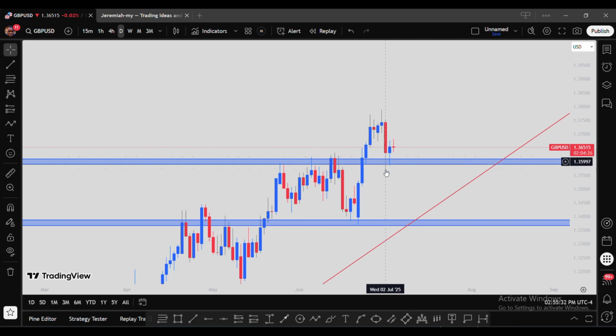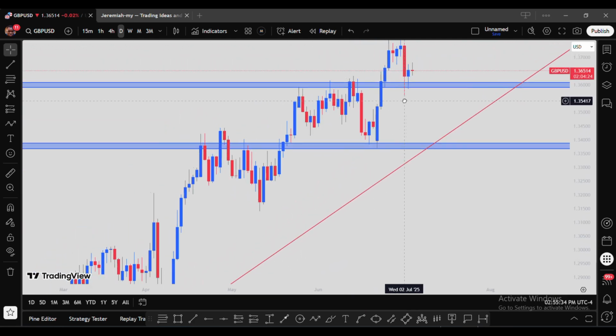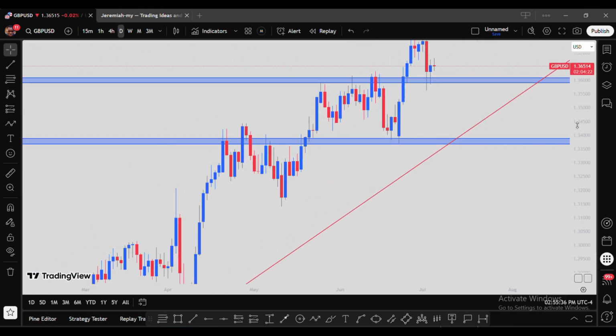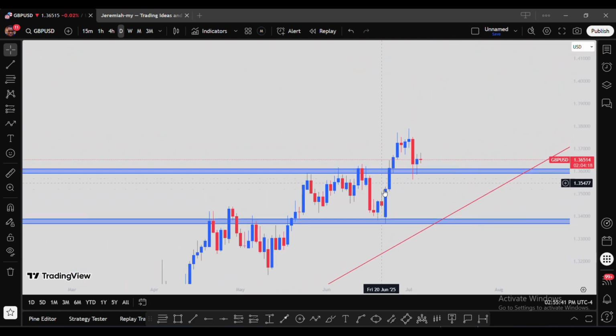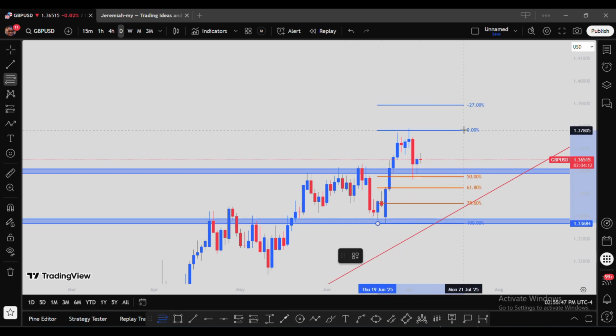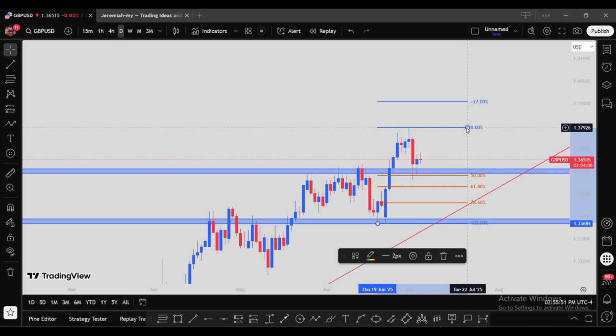So price might continue dropping, and if that happens, then I'll be waiting for a break of a counter trend line for me to go into a sell trade. The way I'm looking at it is that we have a break and retest of this level, and if I draw a Fibonacci, it's aligned perfectly with the 50 Fibonacci level. Price got into it and has now started moving back to the upside.